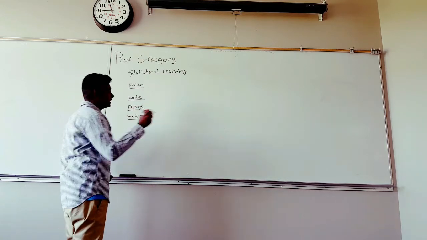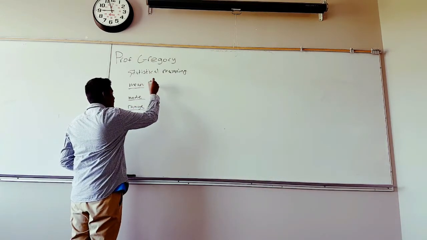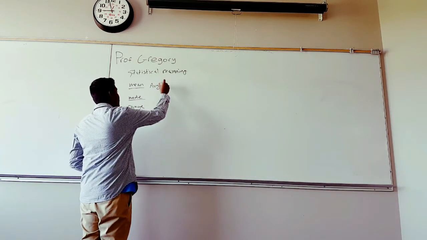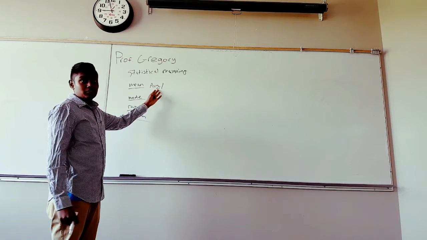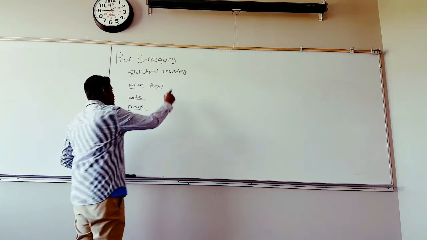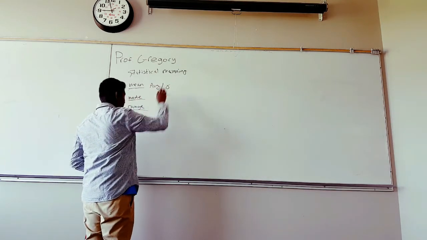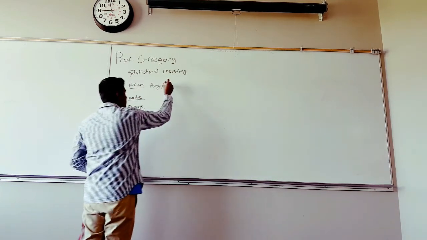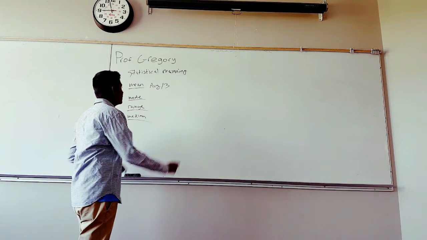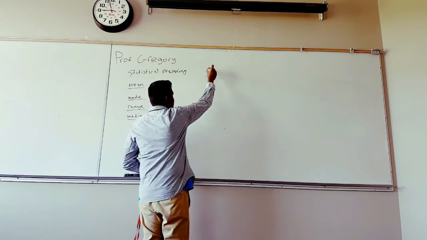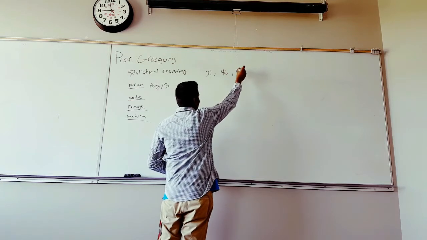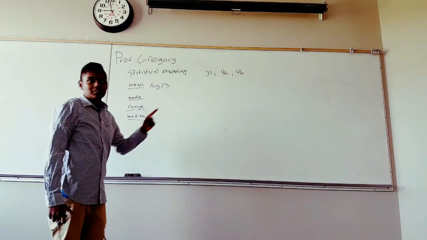So, mean would be the average. So, the sum divided by the number of things that you added up, okay? So, let's say we had 8 things. Actually, no, let's go with a smaller number, that's a little bit lazy. Let's go with 3, okay? We're going to have 3 numbers that I'm going to put up here: 31, 46, and 46. Okay, those are 3 numbers.